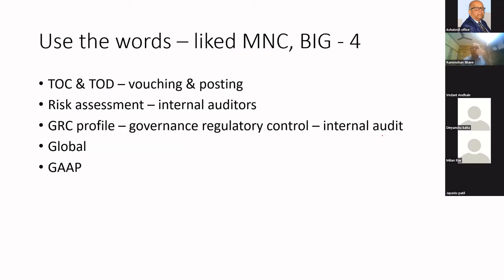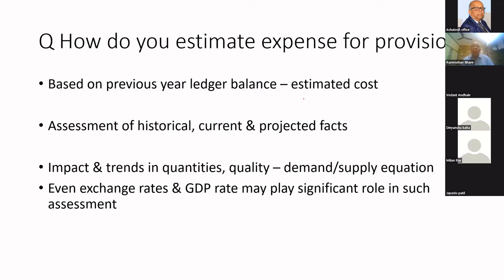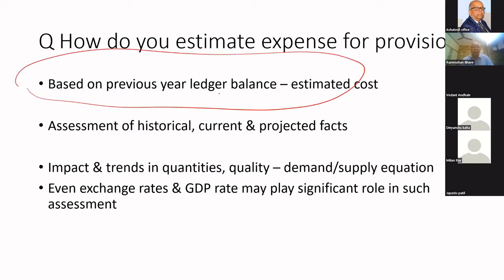Use words in MNC or Big Four interviews like TOC, TOD, which is nothing but vouching and posting. Risk assessment instead of internal audit. GRC profile, global, gap. How do you estimate expense for provision is the question. A rough short answer is based on previous year ledger balance, whereas here you are using the words assessment of historical, current and projected facts and trend.